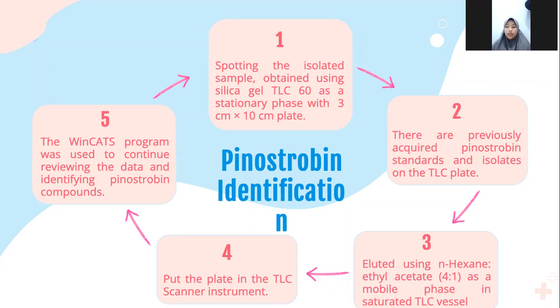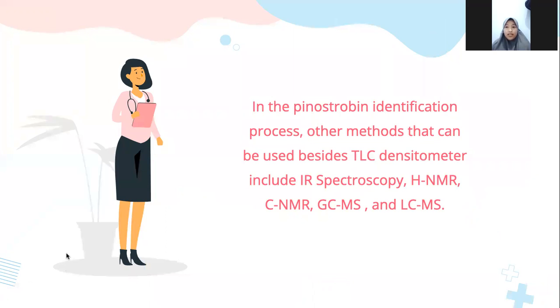And the next is eluting using n-hexane and ethyl acetate in a ratio of 4:1 as the mobile phase in a saturated TLC vessel. Then the plate is put in the TLC scanner instrument. And the last is that the WinCATS program was used to review the data and identify the Pinostrobin compound. Other methods that can be used besides the TLC densitometer include IR spectroscopy, HNMR, CNMR, GCMS, and LCMS.